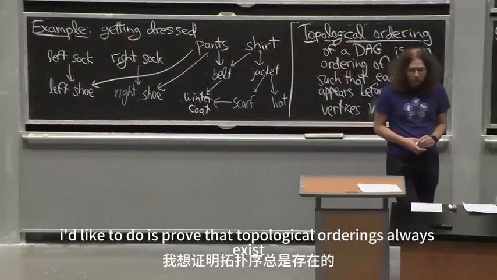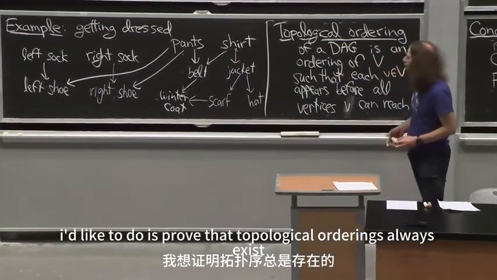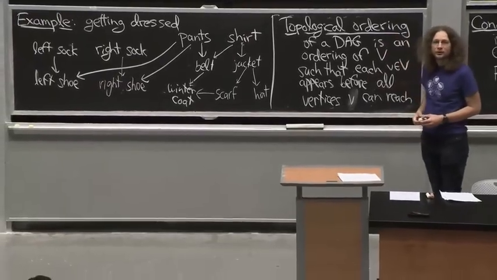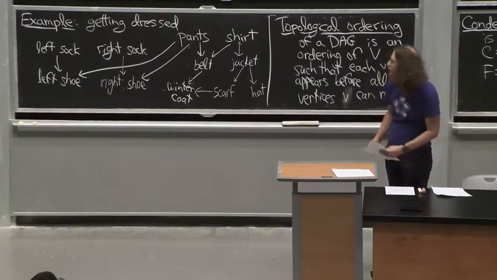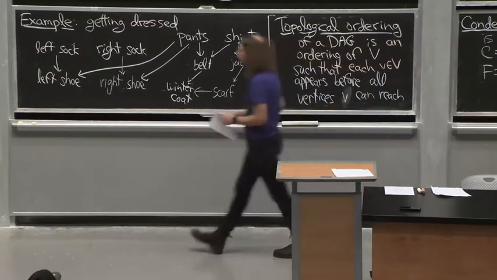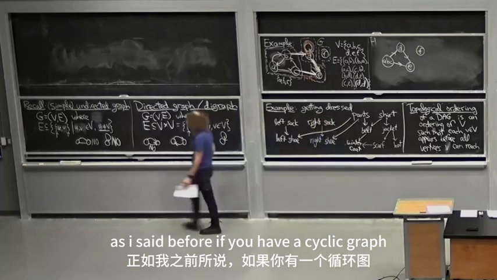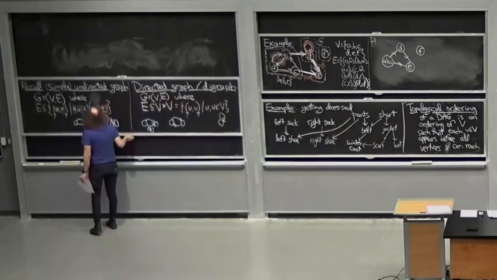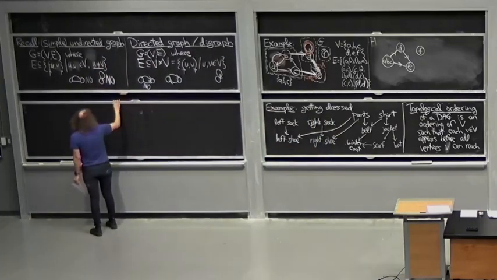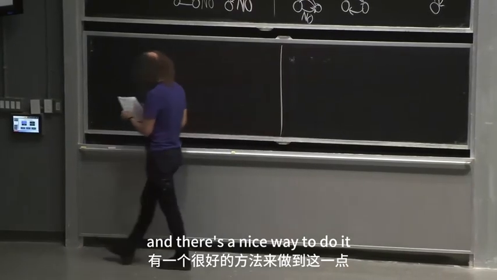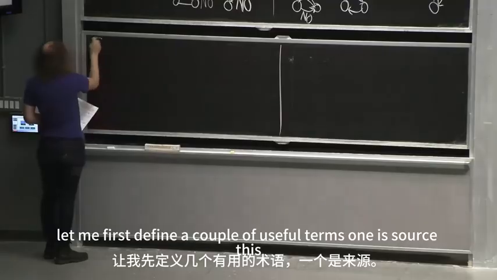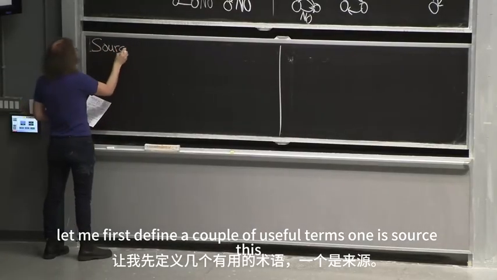And the next thing I'd like to do is prove that topological orderings always exist. It seems reasonable. In a DAG, as I said before, if you have a cyclic graph, these don't exist. That's a little less exciting. As long as your graph is acyclic, you can always find a topological order, and there's a nice way to do it. Let me first define a couple of useful terms.